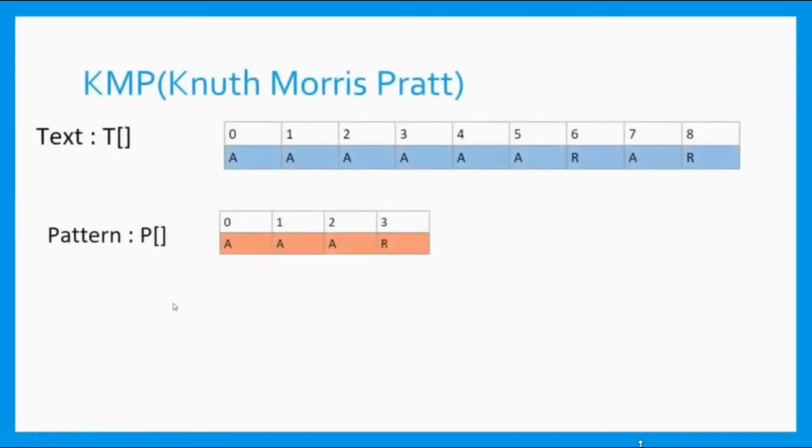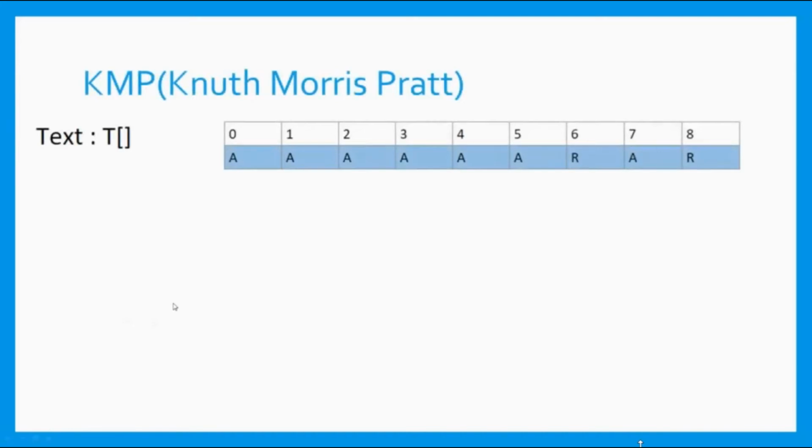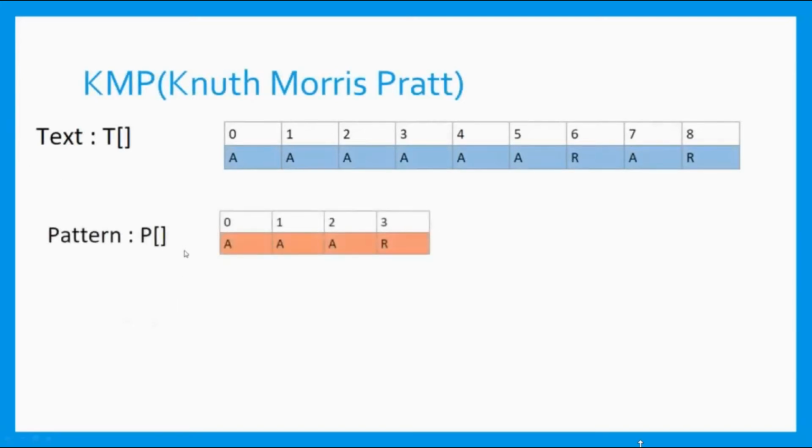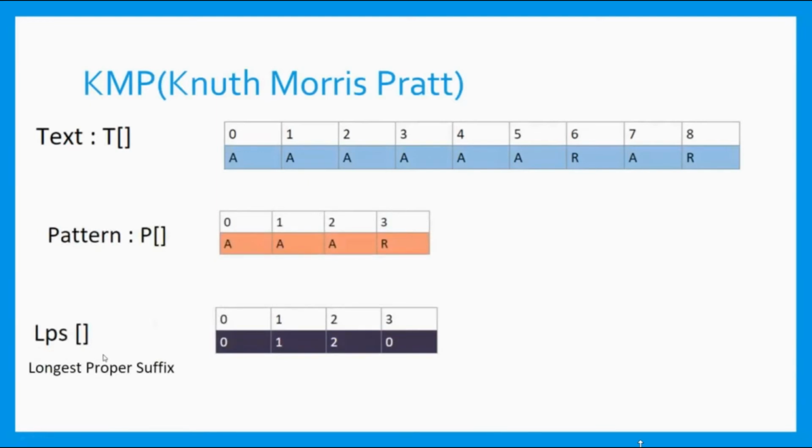Now, let's look at the previous example, but this time using KMP algorithm. We have our text, we have our pattern, and we generated the LPS array from the algorithm as discussed before. We again take two variables, I and j. We compare text and pattern. We see they match. We increase values of I and j.